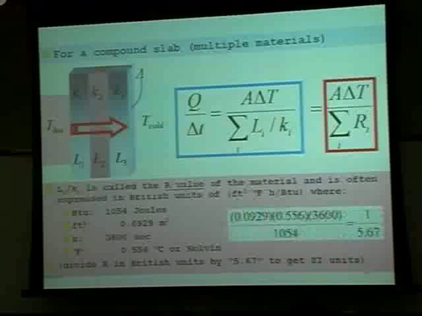So ultimately, if you were to convert an R value in British units, you would make all these conversions. You multiply by 0.0929 to convert feet squared to meters squared, 0.556 to convert to Celsius, 1/3600 to convert to seconds, and 1054 to convert to joules. Basically, what you do is take your R value in British units and divide it by 5.67. It'll give you your R value in SI units. That's easy to remember, 5.67. Remember that value.